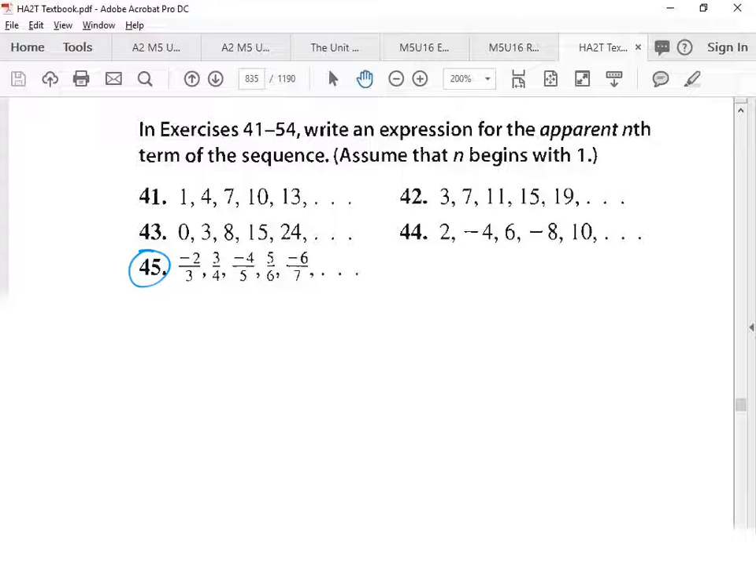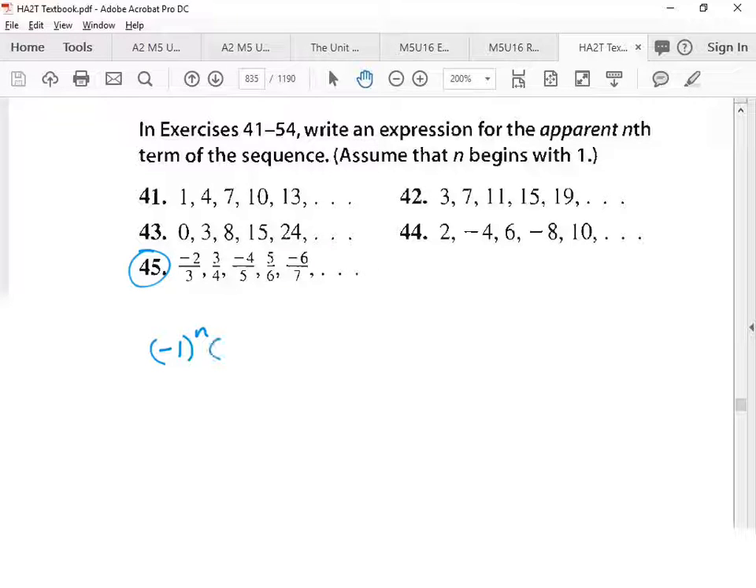I'm going to look at the numerators only and then the denominators only. But what about that sign? It's changing. It's first negative, and then it's positive, and then it's negative, then it's positive, and then it's negative. There's one little fancy tool that you can use. You can just say -1 raised to the n, because that will automatically switch signs every time.